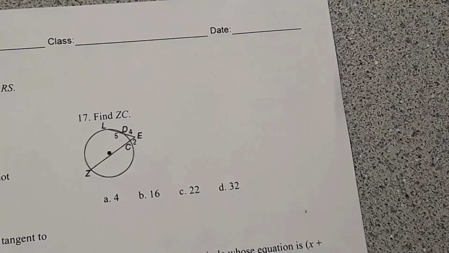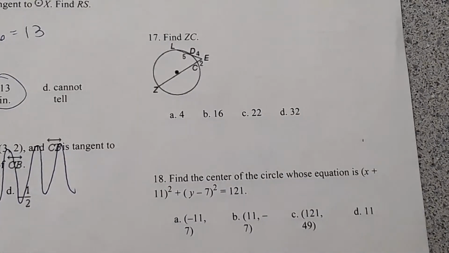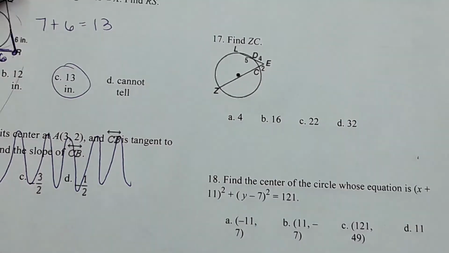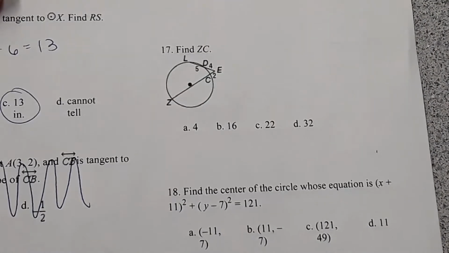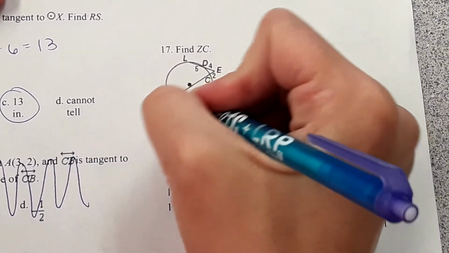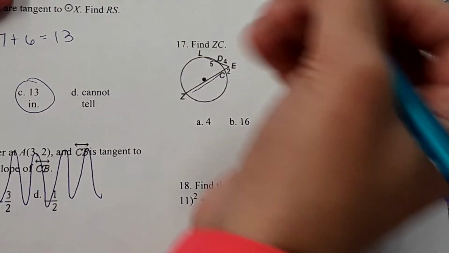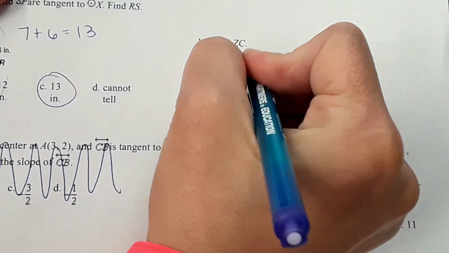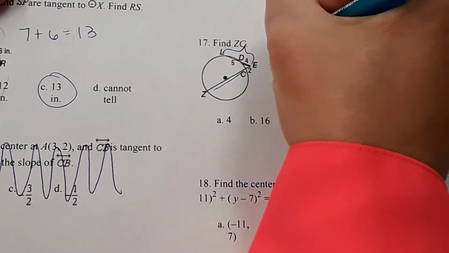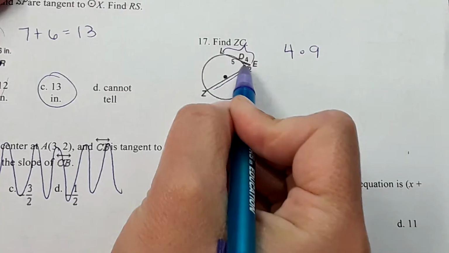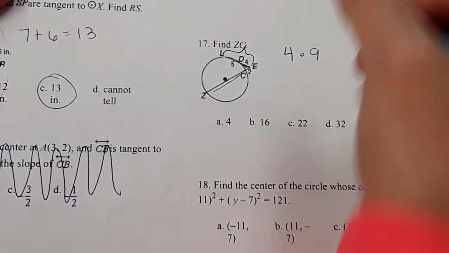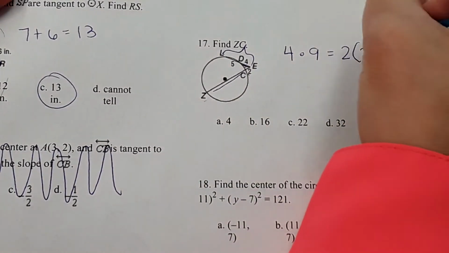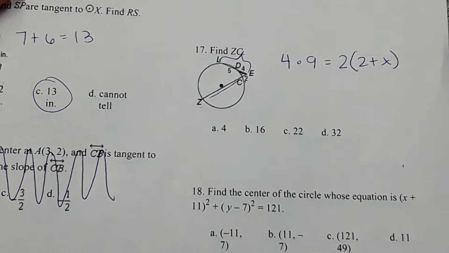Okay, 17. Find ZC. Okay, so the theorem for this, I'll go back in it after we're done. Find ZC, this distance right here. The theorem for this is that this distance times the entire length, so 4 times 9. So this little distance times the entire length equals this distance times the entire length, 2 times 2 plus x. And then we'll solve for x.